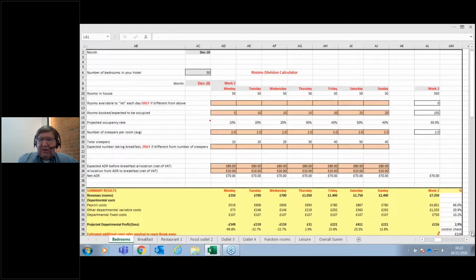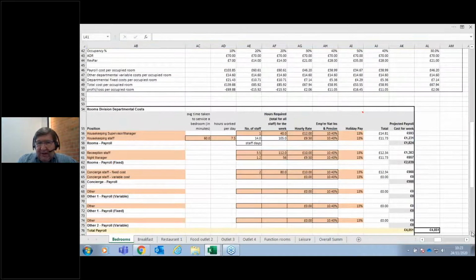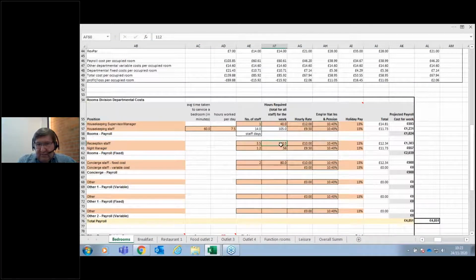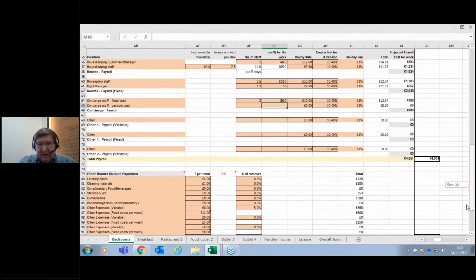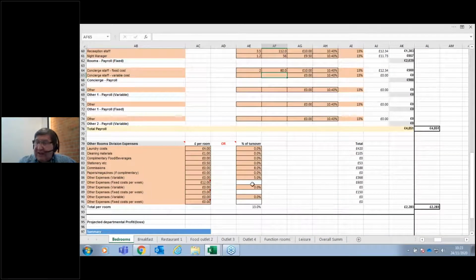And then the only other data you need to change in here is the number of hours worked by staff by pay grade in each of these areas. It'll automatically pull across the hourly rate, the employer's national insurance and pension rates, and the holiday pay rates from the first week. And everything else down here in this section again is automatically pulled across from the first week, but you can change it if you wish.